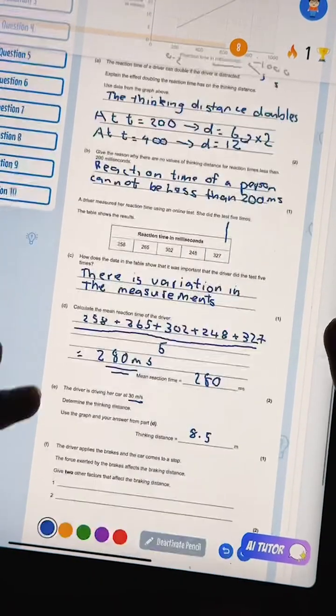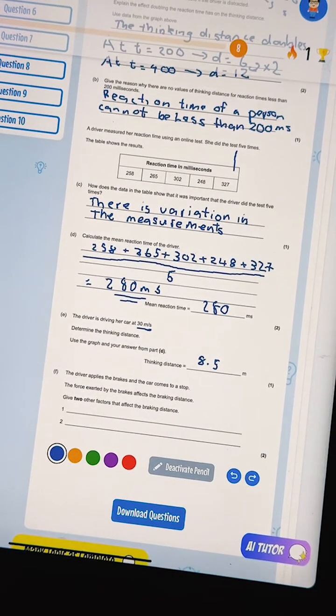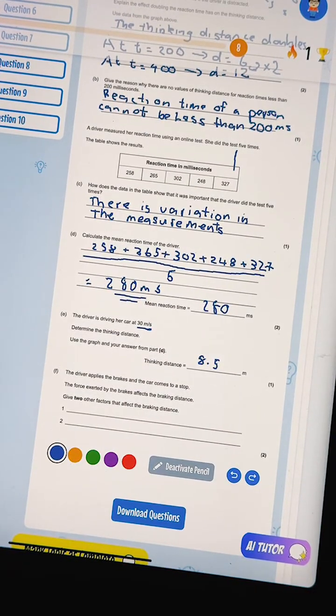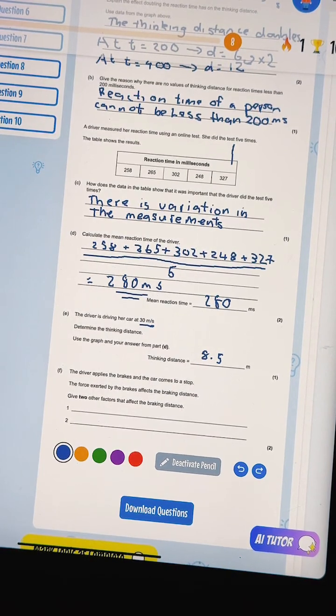Okay, and the last question here. The driver applies the brakes and the car comes to a stop. The force exerted by the brakes affects the braking distance. Give 2 other factors that affect the braking distance.